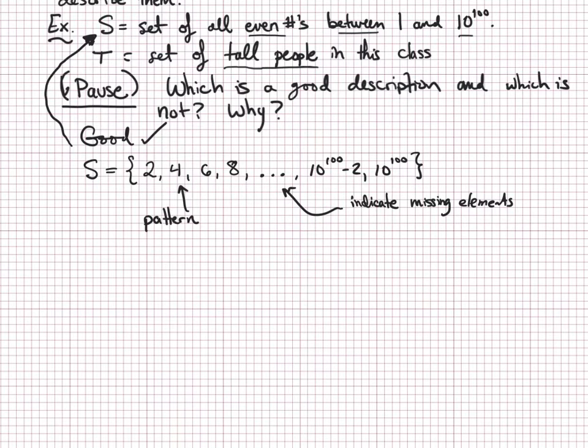Okay, so here I see 2, 4, 6, 8. I think I can guess the next number, and I think I could guess all the way up to 10 to the 100 minus 2, and then 10 to the 100.